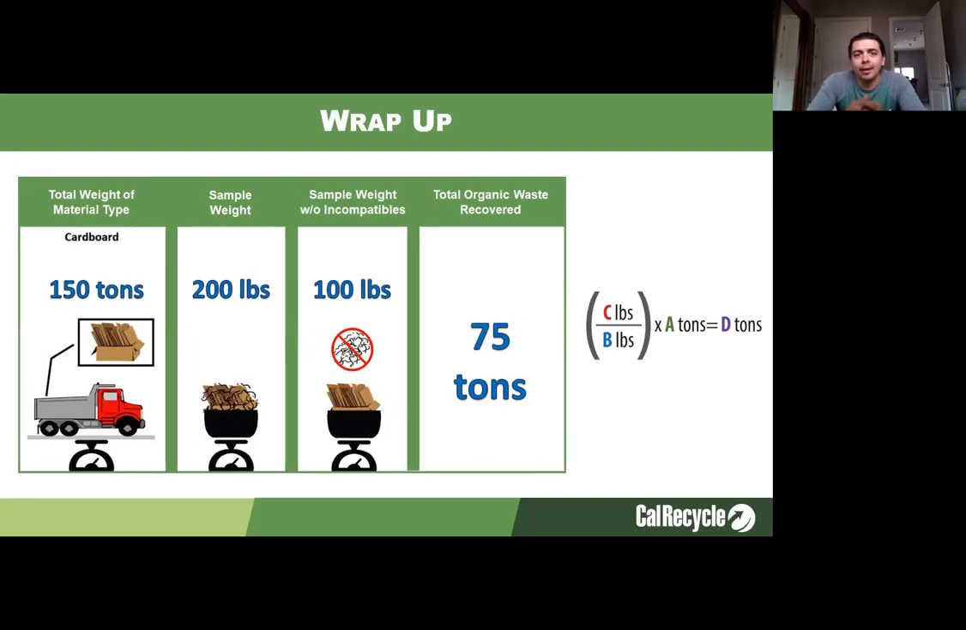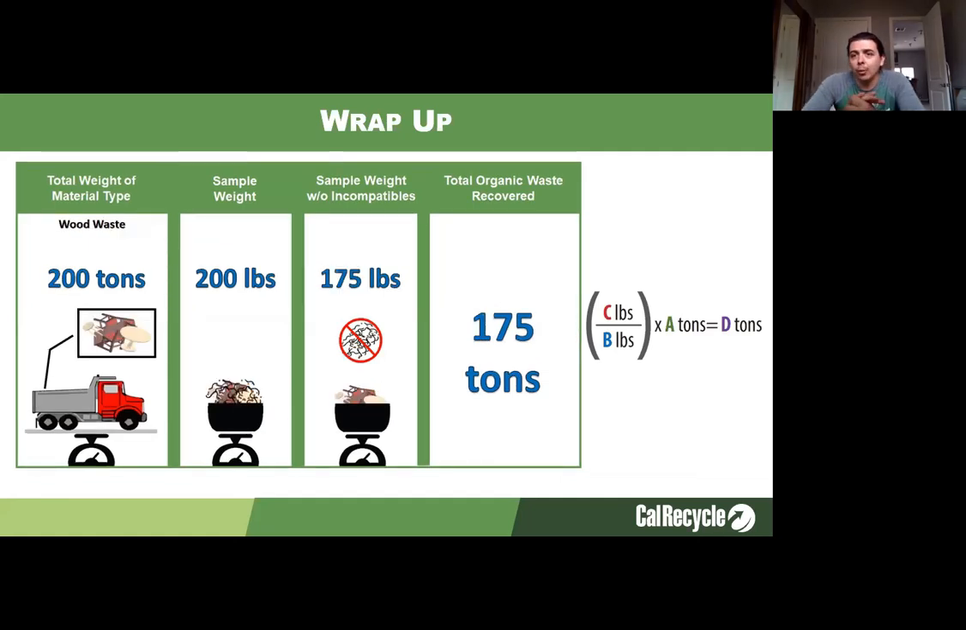All right, so same thing. In this case, we're measuring the amount of cardboard that's been recovered. So again, you take your sample weight without incompatibles, which is 100, divided by your sample weight of 200, and multiply it by the 150 tons of cardboard going off-site, and you were given 75 tons of organic waste that was recovered for cardboard. So of the 24 responses, it looks like 24 got that right. So great job, guys. Good job with the math there.